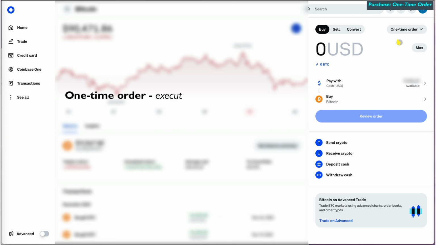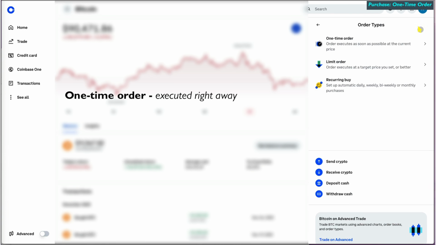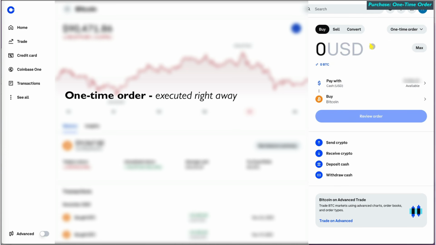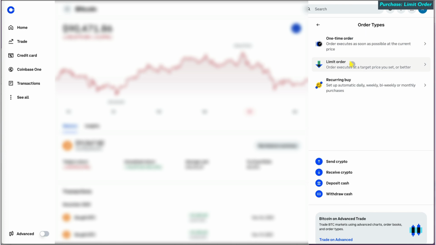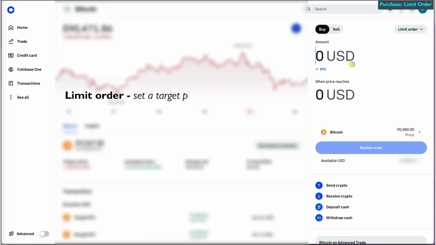I just showed you one way to buy crypto, which is a one-time order. This type of order is executed right away at the current market price. However, there are two other ways to buy crypto on Coinbase: limit order and recurring buy. A limit order lets you set a target price. The purchase will only go through if the crypto reaches that price or a better one.